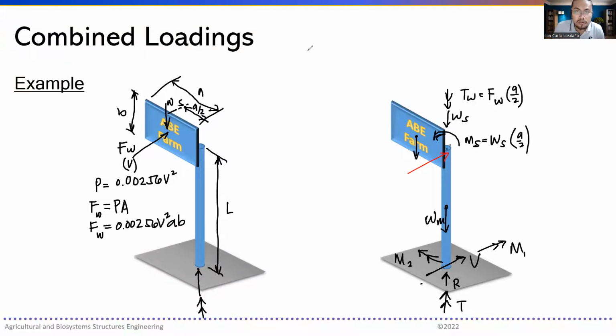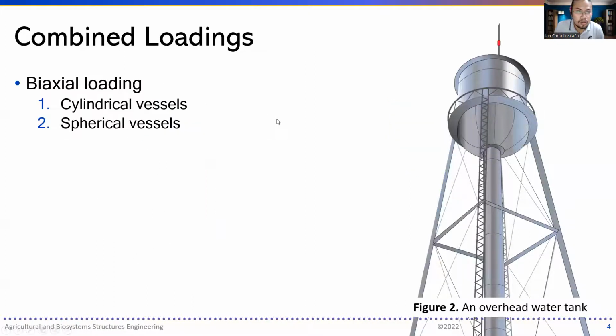Let's proceed now to the biaxial loading that was introduced a while ago. There are different examples of biaxial loading that happen most in pressure vessels. This is what is termed thin-walled pressure vessels, and we have here in Figure 2 an example of such in an overhead water tank. There are a lot of examples: balloons, other pressurized vessels that are filled with fluids or gases. Fluid is more generic than gas, because fluid can be gas or liquid.